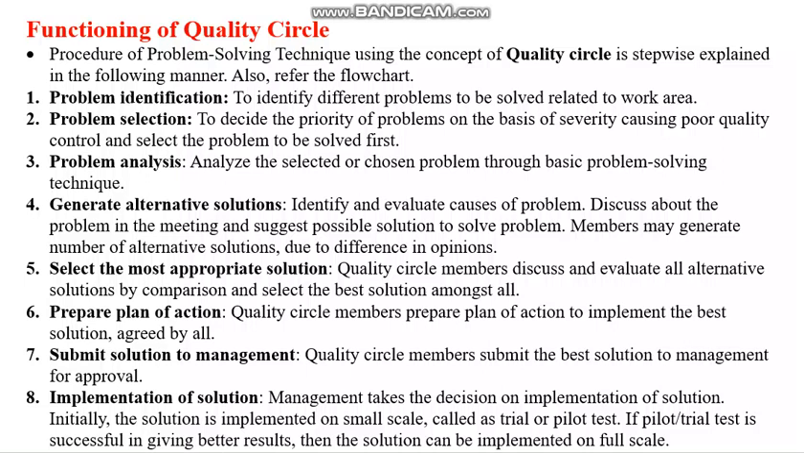Actually, this is like a problem solving technique, or you can say decision making. We use this approach. First you identify, you select, you analyze the problem, and you generate alternate solutions. If a problem is there, it can be solved in n number of different ways. You have to identify and evaluate those causes. You discuss the problem in the quality circle meeting, and all the people will suggest the possible solutions to solve this problem.